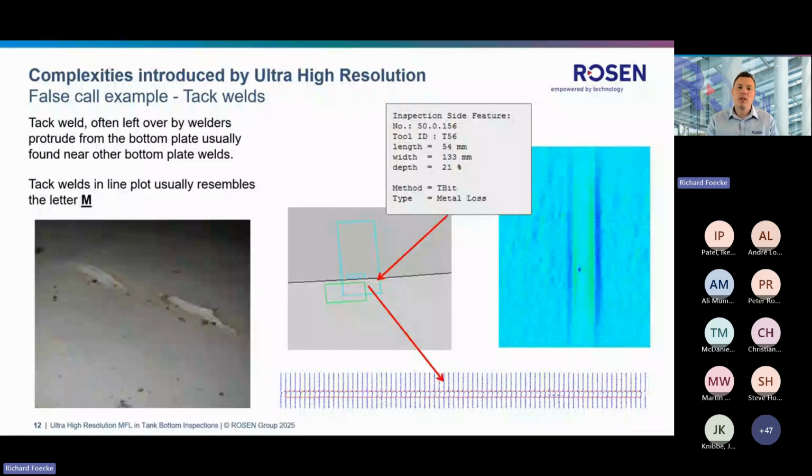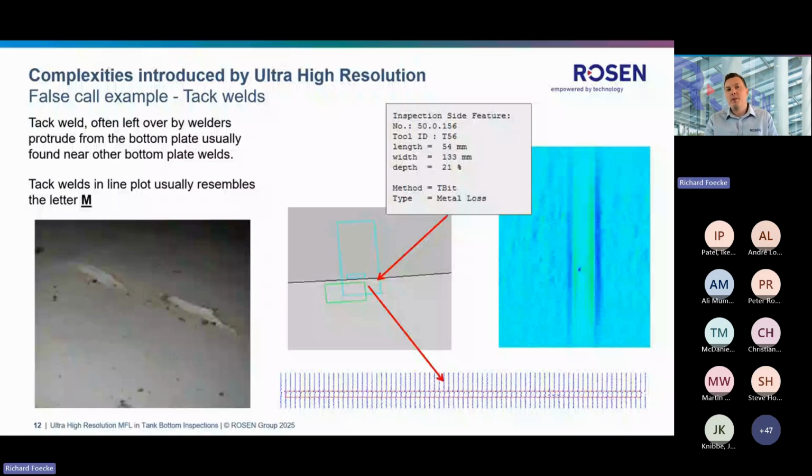On one side you have the plate view, then you have a C-scan and a line view. All of these views are used for data evaluation and also assessed by our algorithms to identify potential false calls. Actually here, it's a pretty nice example because the shape of these tack welds is similar to an M. We typically call it the McDonald's M, and it can be easily identified by the algorithms and also disabled automatically.